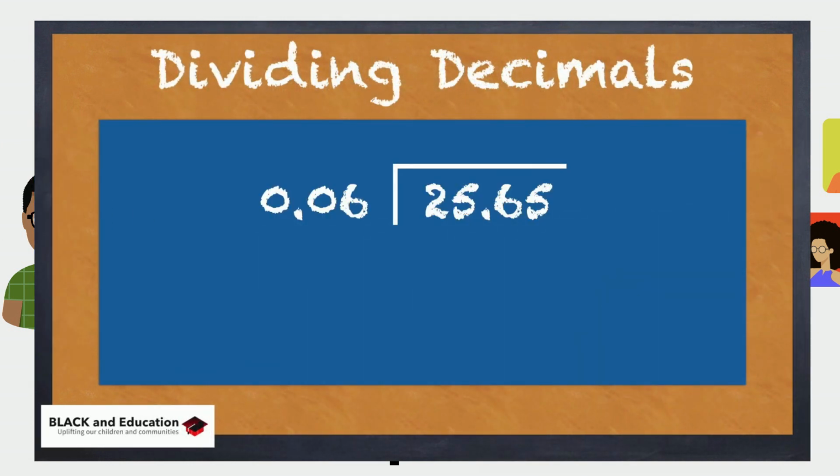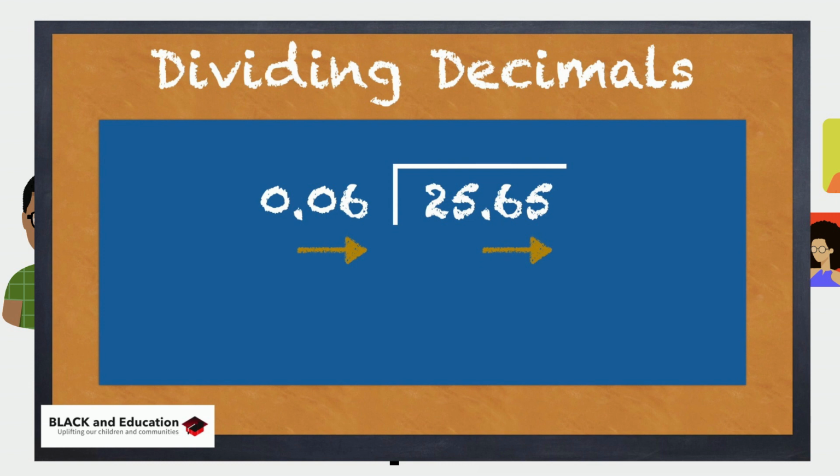Let's look at 0.06 going into 25.65. So we essentially have 25.65 divided by 0.06. What I have to do is take that divisor, that 0.06, and make it a whole number. I have to make it an integer, and I have to move it over 2 spaces to the right. Whatever I do to the divisor, I have to do to the dividend. So I'm going to move that over 2 spaces to the right as well.